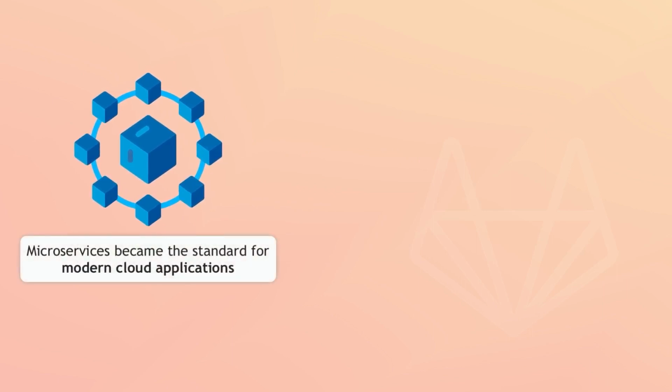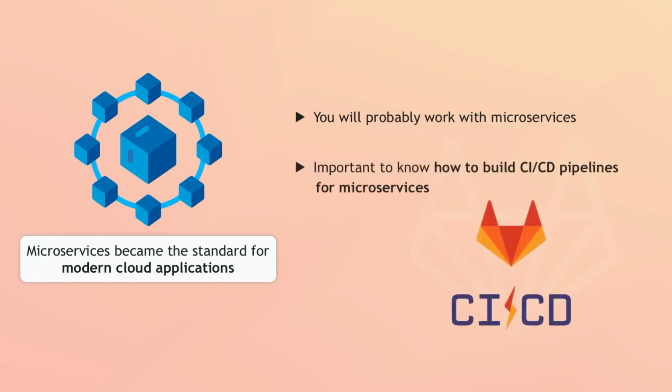Microservices have become the standard for modern cloud applications, and a lot of projects that you'll be working on and configuring CI/CD pipelines for will be microservices applications. So it's important to know how to use GitLab CI/CD platform to build pipelines for microservices applications, because there are some specific differences and best practices here compared to building pipeline for a single non-microservice application like my demo Node.js application. And that's exactly what we're gonna learn in this chapter.